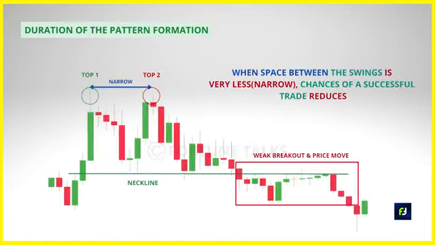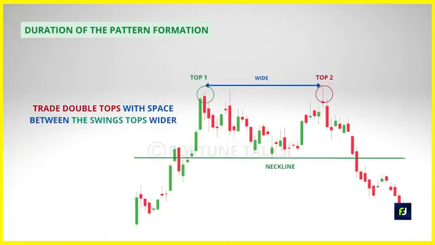This means you should probably avoid double tops with both their peaks very close to one another. Instead, we want to trade those double tops when the space is far apart between the first and second peak. And why does the space between the peaks have to be so far apart? The reason is quite simple.